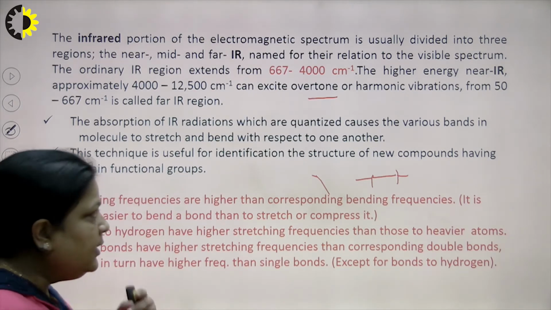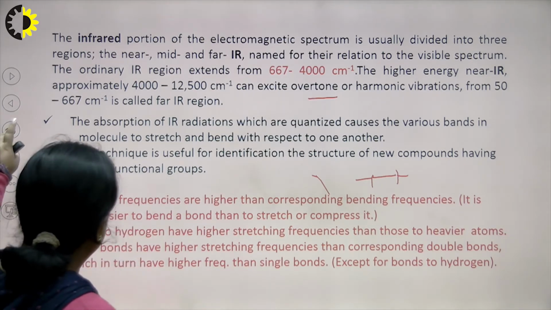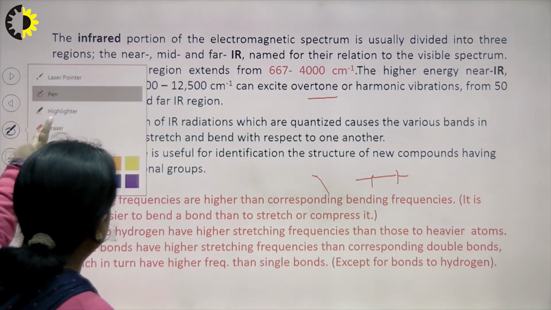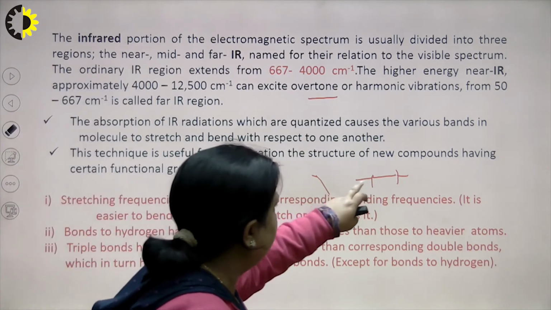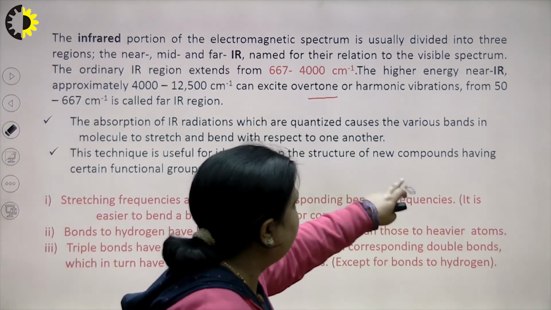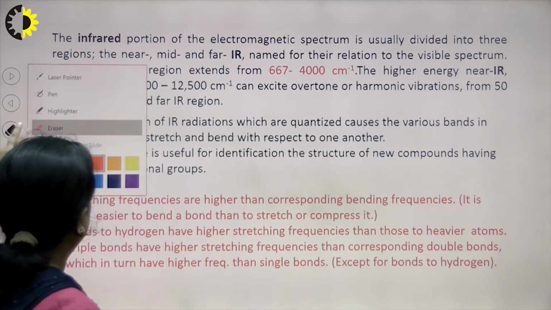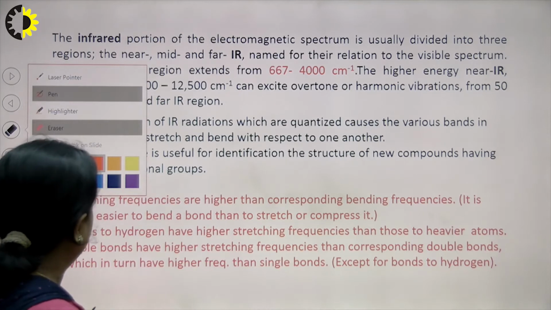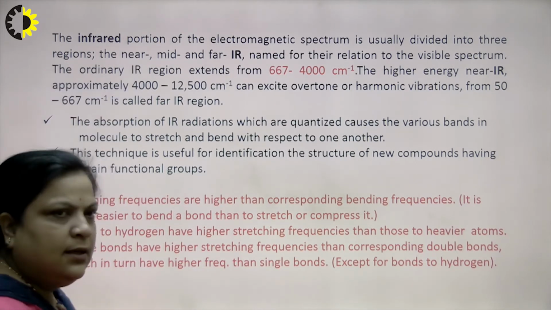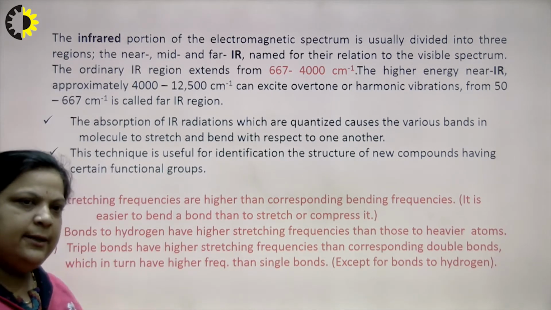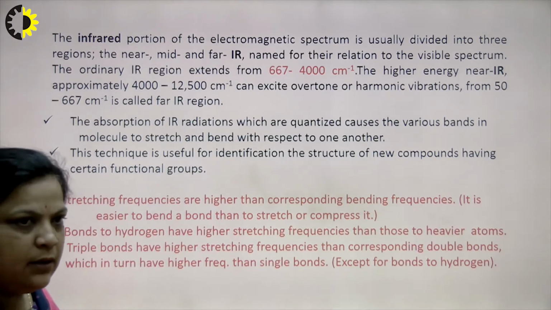And next, another thing in the IR spectrum: it is generally drawn with transmittance versus wave number.